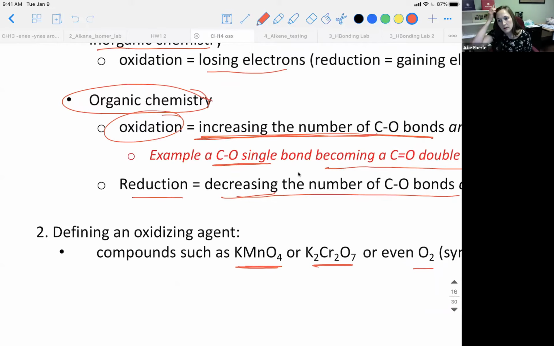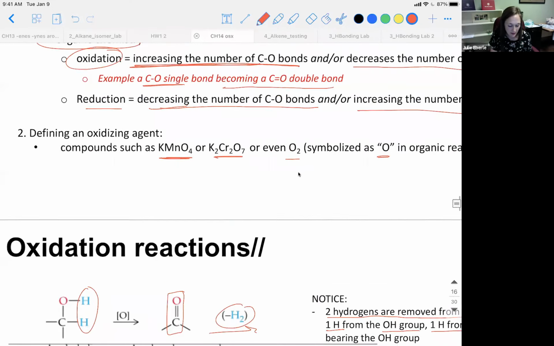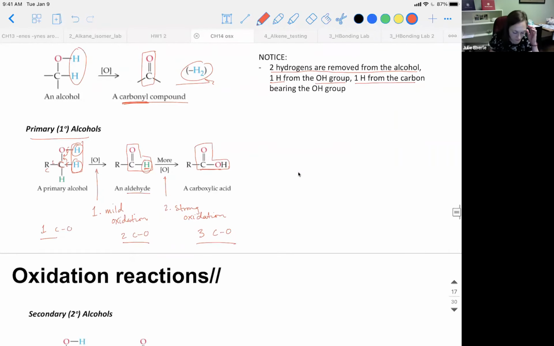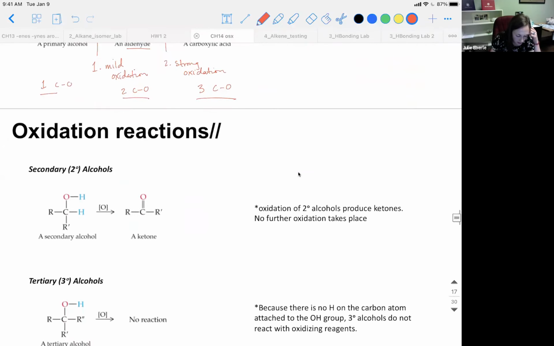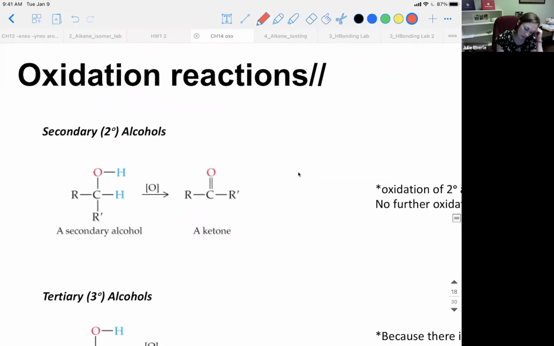This is very different from the kind of redox we did in the previous chemistry class you may have had. Okay, that's primary alcohols. Really quickly, secondary alcohols. A secondary alcohol has 2 bonds to other carbons. That's why we call it a secondary alcohol.